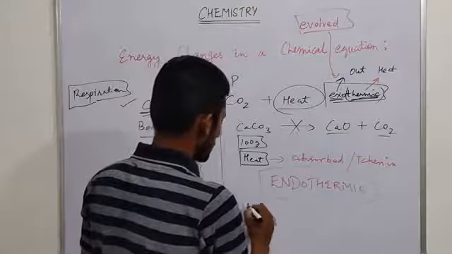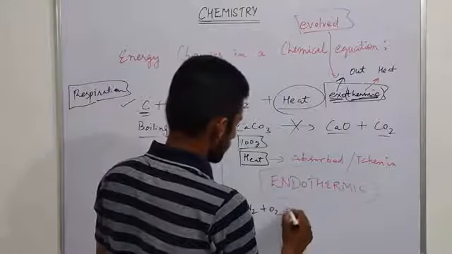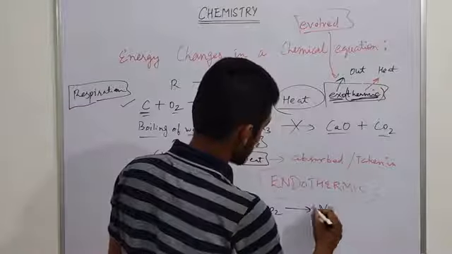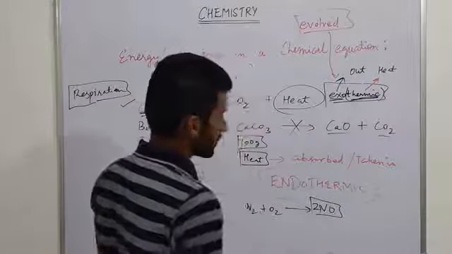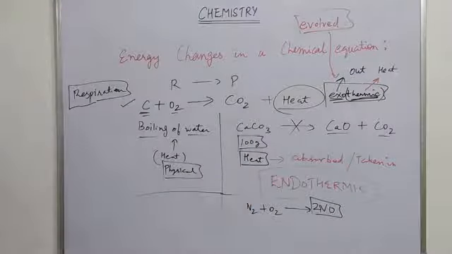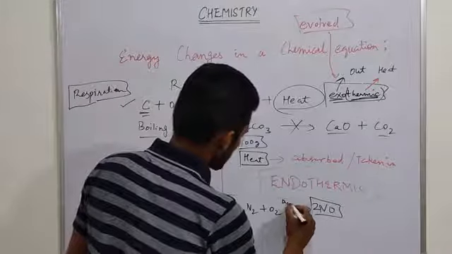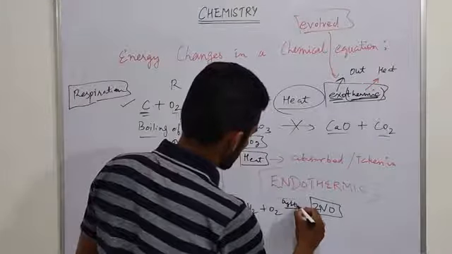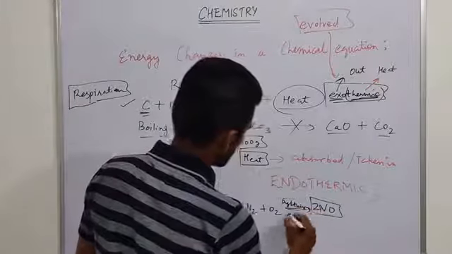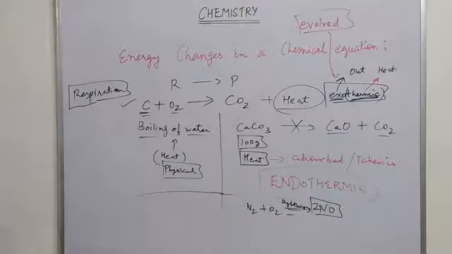Similarly, endothermic, it is the combination of nitrogen with oxygen which takes place in the clouds, in the atmosphere during thunderstorms, and this process only occurs if lightning discharge is there. Otherwise, this process does not occur. So these are some examples of exo as well as endothermic reactions.